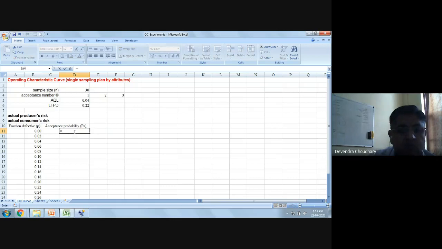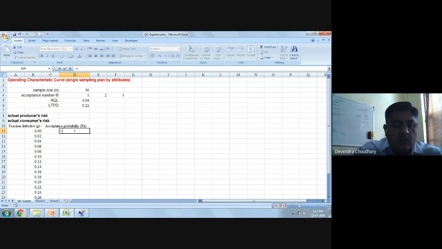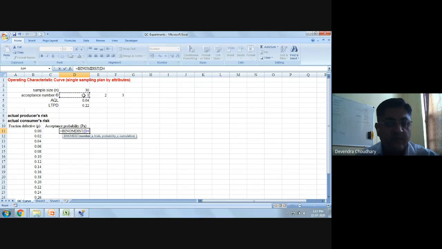binomial distribution because our lot size was 500 and sample size is 30. So we can use binomial distribution. Now I type here binom. You get here BINOM.DIST. So you double click it. Now you get numbers. Here numbers is your acceptance number. So you can select this acceptance number. You can freeze it by pressing the F4 key. Then you put a comma.